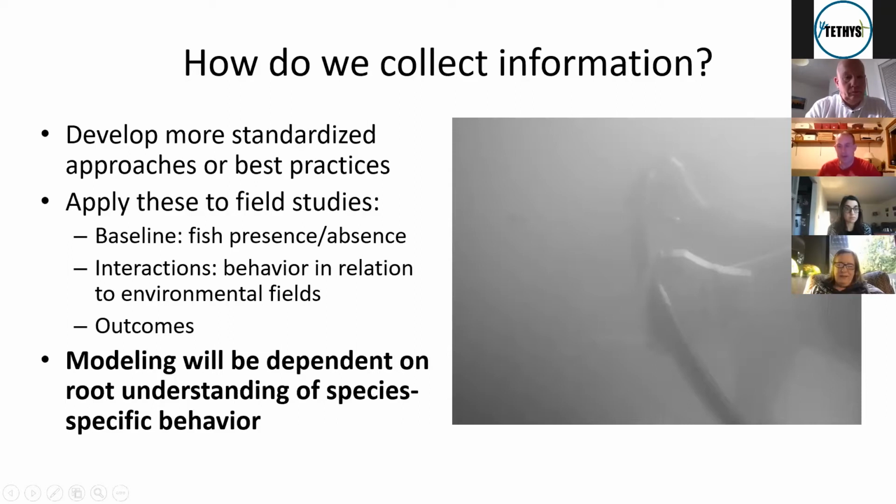And then I boldface this because I feel strongly about this, but modeling will be dependent on determining the root understanding of species-specific behavior. So determining how does fish behavior relate to the different environmental fields around a turbine, and that will inform the modeling efforts of understanding fish behavior and collision risk. And then I've used this picture. I'll just wrap up real quickly.